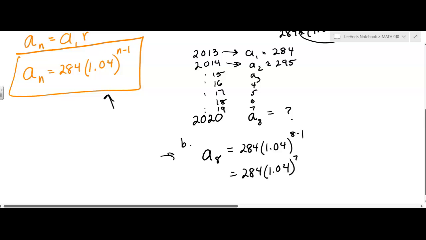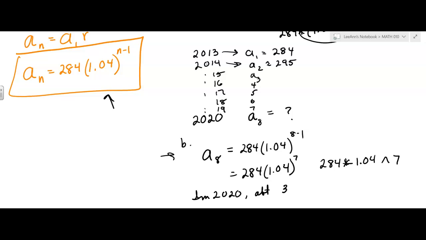So anyway, in a calculator, you're going to put 284, like on my calculator, and then I go times 1.04 to the 7th power. And it turns out, so in 2020, there's going to be about, I forgot what the number was. I think it's 347. Let me just double check. I don't want to get it wrong.